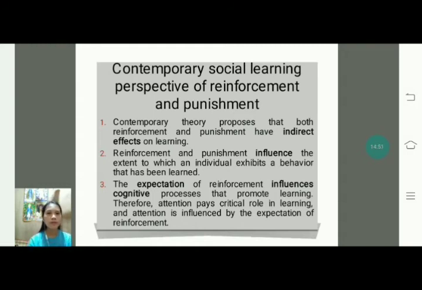So, number 3, the expectation of reinforcement influences cognitive processes that promote learning. Therefore, attention plays a critical role in learning, and attention is influenced by the expectation of reinforcement.